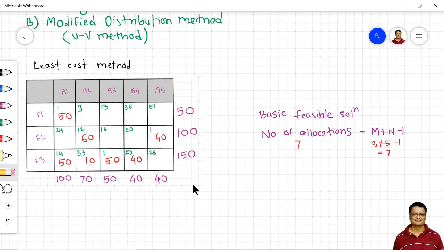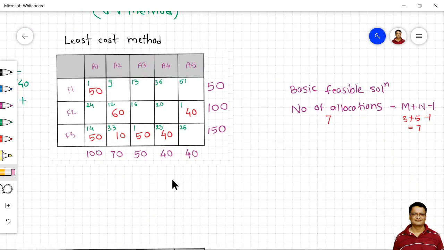Now we have to apply the stepping stone method. Remember that if the number of allocations is not equal to m plus n minus 1, you cannot directly apply the stepping stone method, and that solution is said to be degenerate, and we have to take a different approach to solve that kind of problem. But here we are getting a basic feasible solution, and so we can apply the stepping stone method.